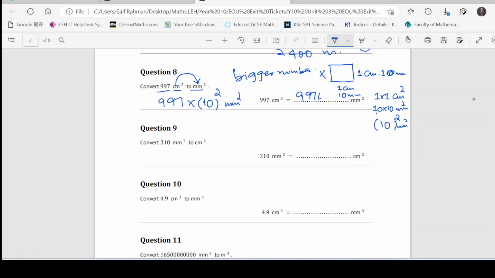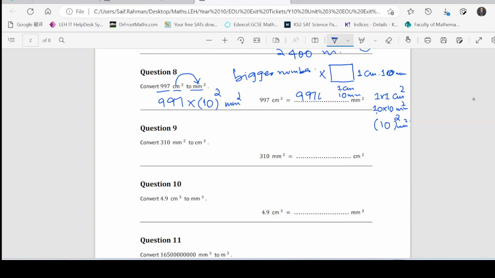And in this question, 310 millimeter square to centimeter square. So now we are moving from a smaller unit to a bigger unit, and the answer we want is a smaller number than the original one, because we will be moving to a bigger unit. So our answer will be a smaller number.